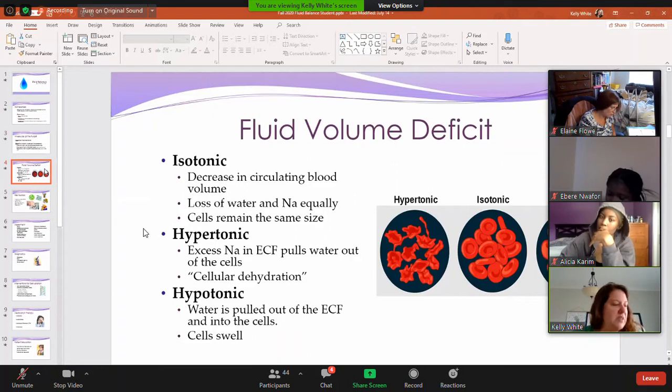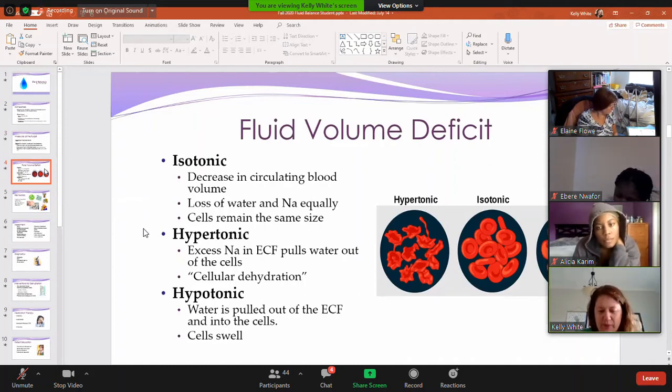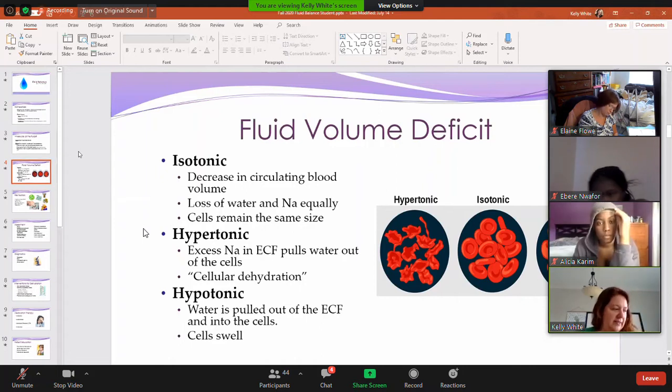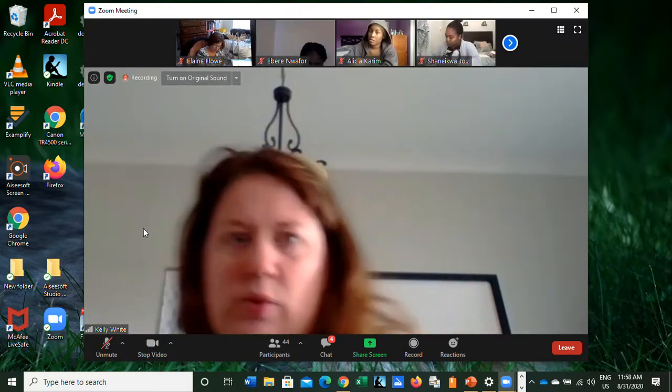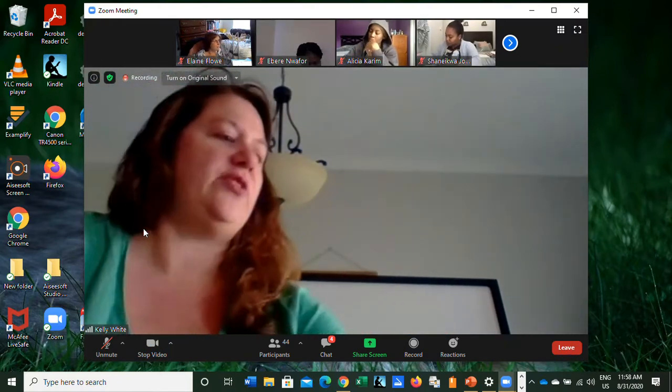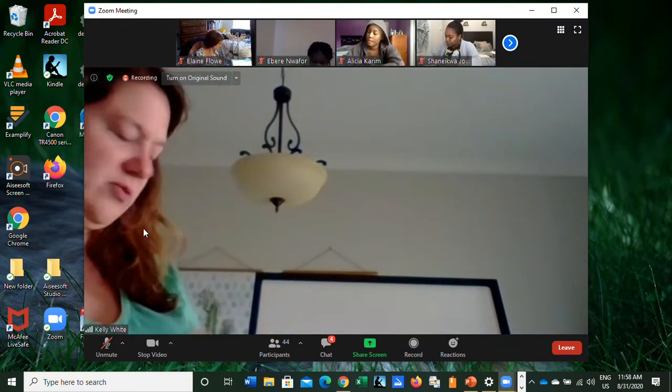All right. So when we're talking about fluids, we look at whether we have just enough, where we want to be, a deficit, or an excess. Okay. So the first one we are going to look at is fluid volume deficit, or dehydration. And I am going to go back to my board here. All right, so fluid volume deficit, or dehydration.